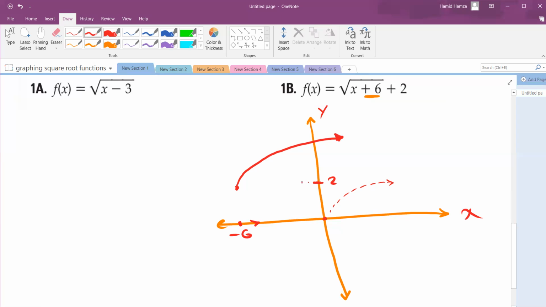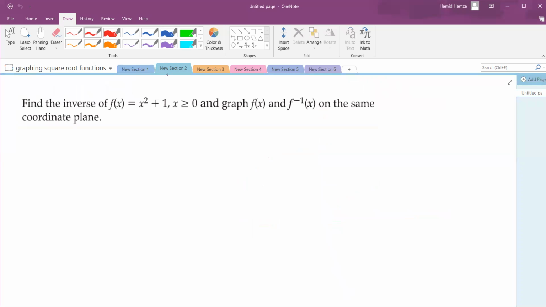So the graph starts from 2, like this, with all values of y greater than 2, or from 2 to positive infinity. Okay, guys.